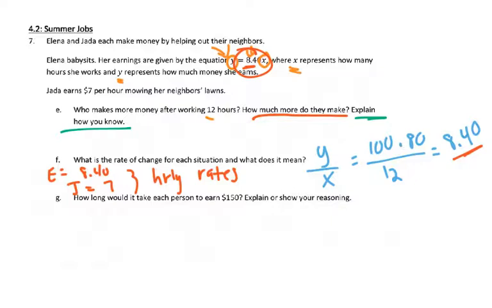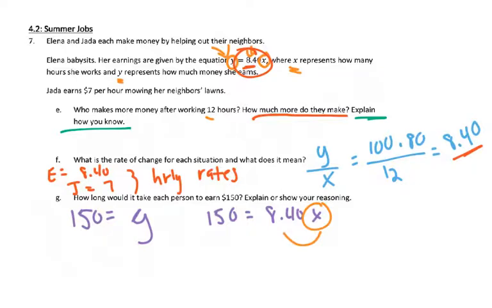G says, how long would it take each person to earn $150? Well, $150 would have to be our total then, which means that in this case, the 150 is equal to your y value. So we have to start with that. We have to start with 150 equals, for Elena, 8.40x. So we're figuring out what the x is, and the x is equal to the amount of hours. How many hours does she have to work, and multiply times that hourly rate of 8.40 to get to 150.